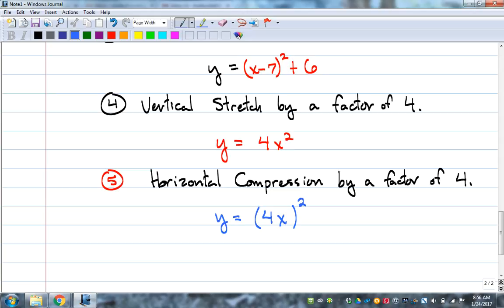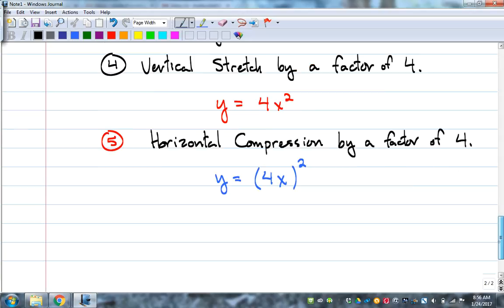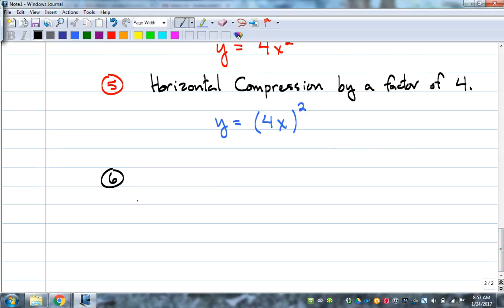That's vertical compression. Horizontal's on the inside, it's the opposite. So it's going to be a big number on the inside for horizontal compression, small number on the inside for horizontal stretch. Okay. You can get your brain twisted around doing this.